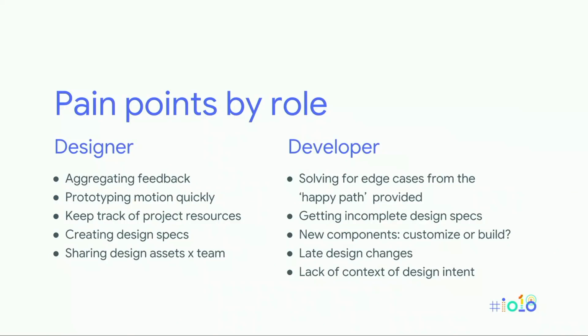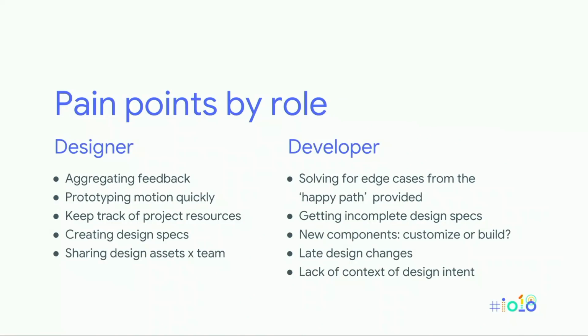So another thing that came out of that research is pain points of designers and developers, and I'll go through these with you. So the key pain points we heard from designers are having to aggregate feedback from a lot of different stakeholders. Often the feedback is living in different tools. Having to prototype motion but not having time to do it. Having to keep track of different project resources that they're going to need at different phases of the design process that often are living in different places. Now remember this, because I'll show you a solution that we came up with for this in Gallery. Creating design specs, as I mentioned, and then having to share design assets across their team and keep them consistent.